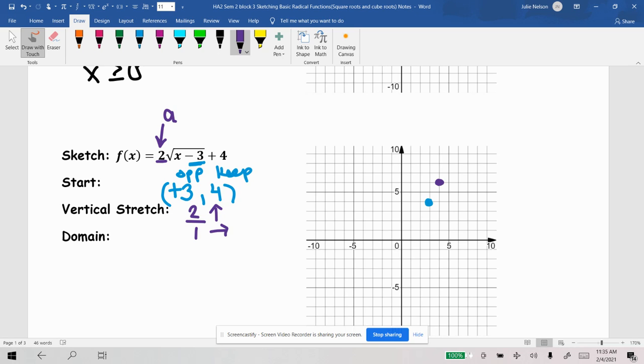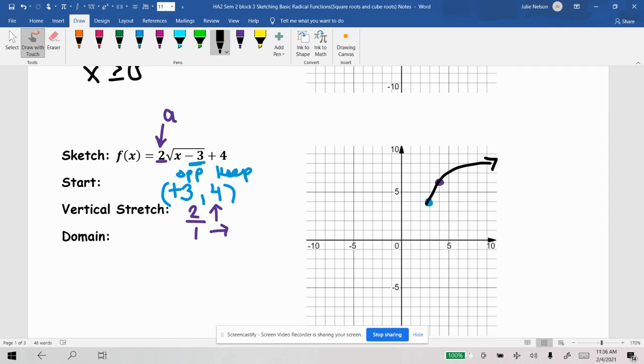You could plug in more points and see more points that are on this radical function or this square root function, but we only need to plug in a couple just to get an idea what this looks like. So since it starts at 3, 4, and it goes up towards that purple dot, I'm going to start at the blue one and go up towards the right.